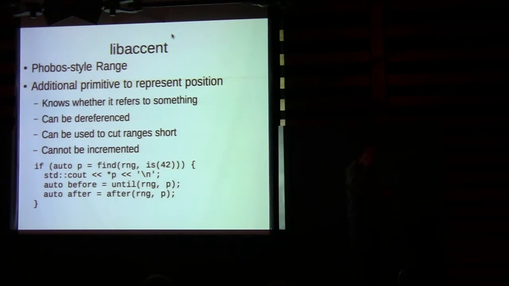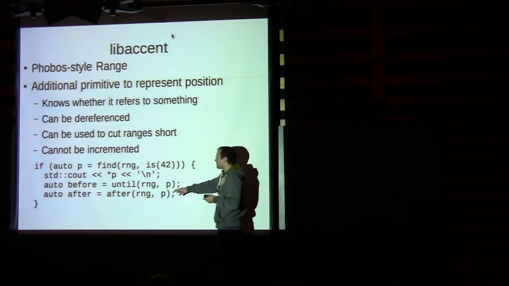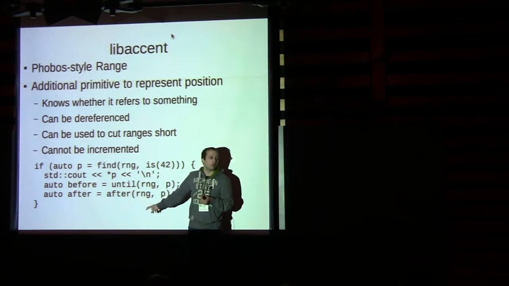Question? What's it returning here? That auto, is that another range? The auto before and auto after? It depends on the underlying range. So the question is, what do until and after return? It depends on the range. After returns the same type as range, always.